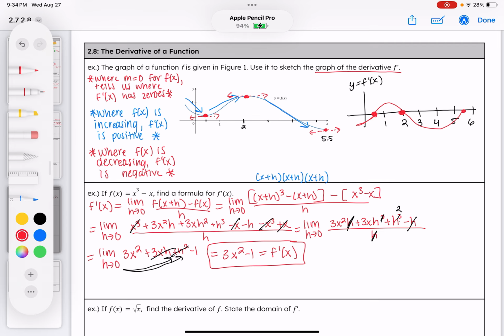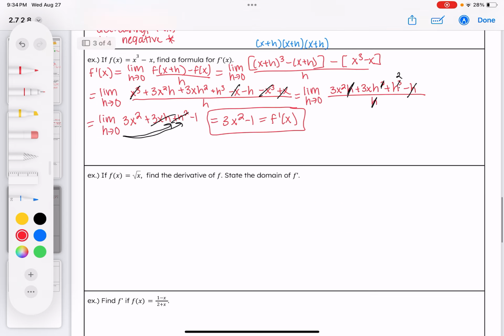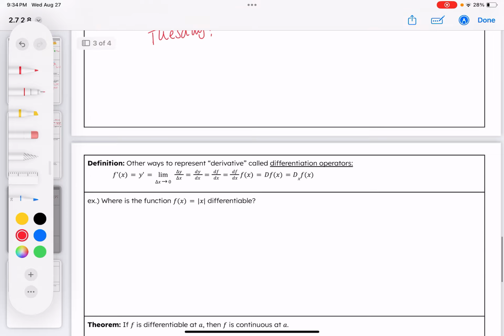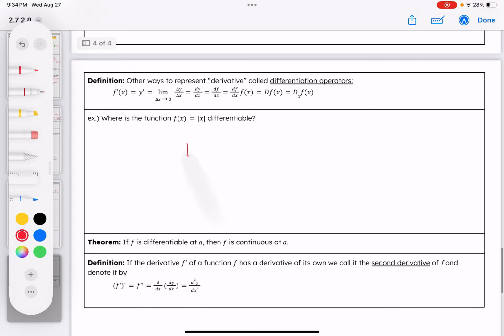Okay, so then if I ask you to evaluate at a specific point, you could do that. The rest of these we will go over on Tuesday, and then I have a YouTube video that we will watch as well for this example here with your absolute value.